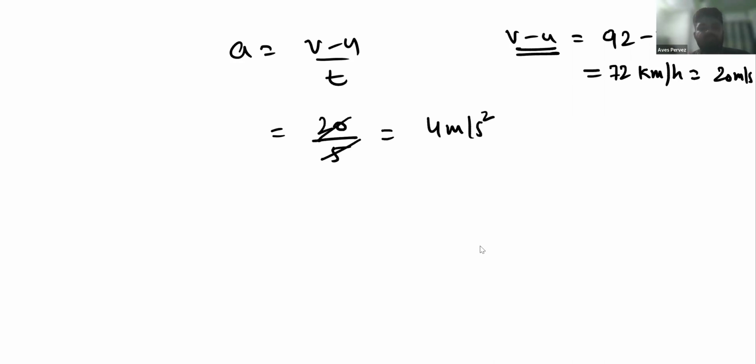Everyone okay? So this is the way that you can calculate. So let's do some numerical problems related to this topic.